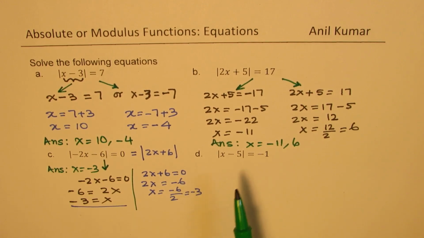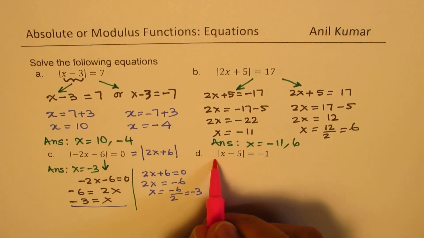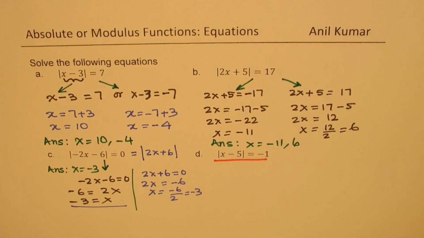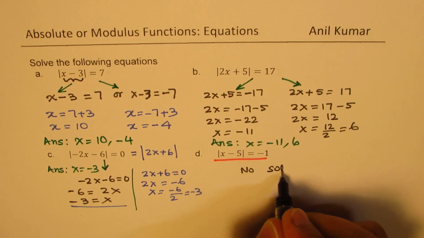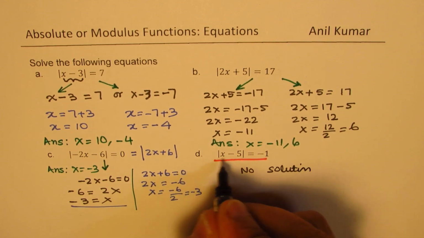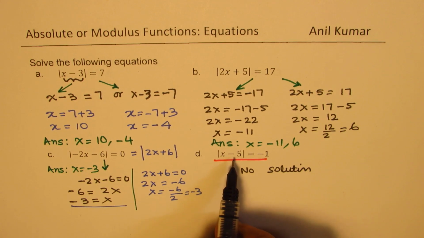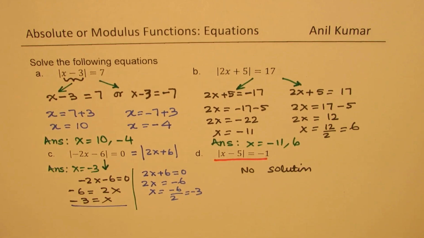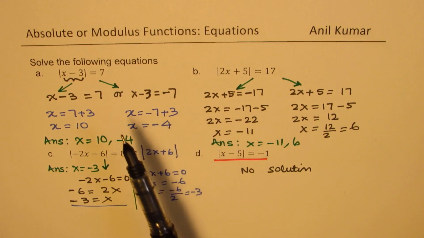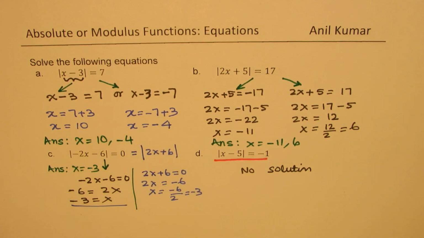Perfect. Now the last example here is the absolute value is equal to negative 1. Now that is not possible, and so in this case we have no solution. The absolute value is always greater than or equal to 0, right? So it cannot be negative, so we have no solution for part D. So you can see here, we have no solution, we have just one solution, and we have two solutions, and that is what I wanted to emphasize to begin with.